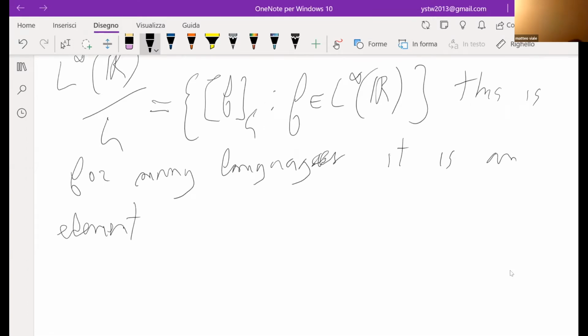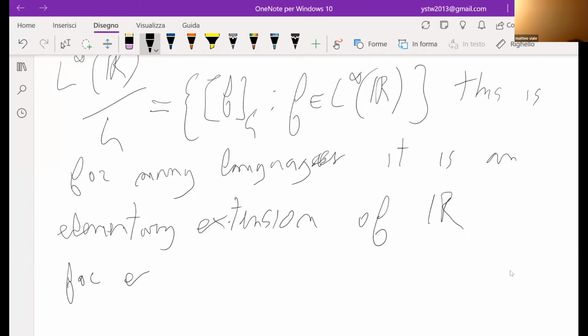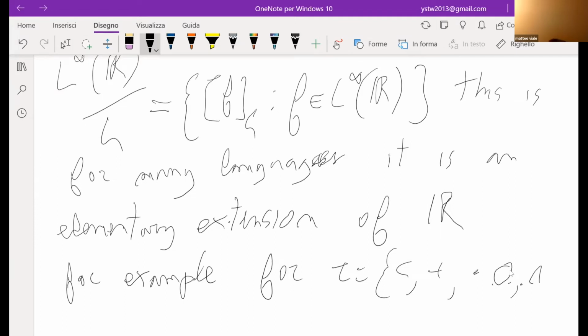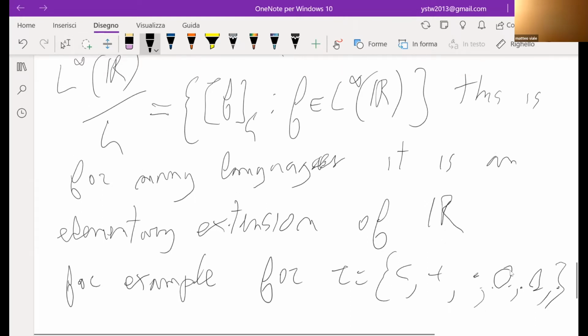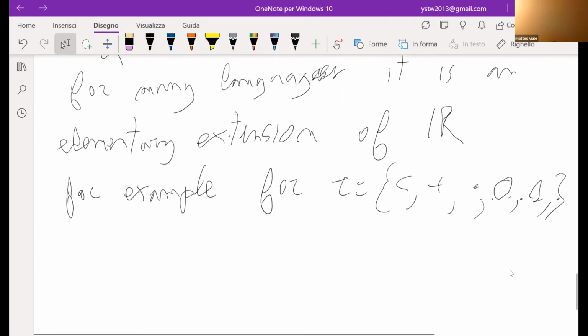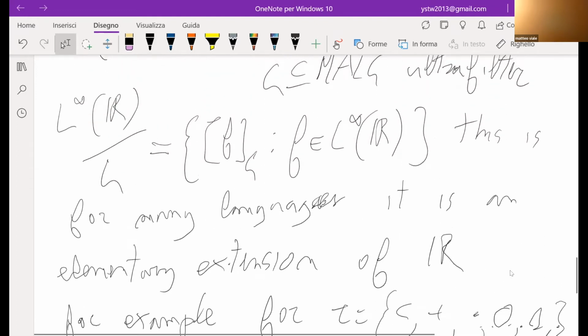So it is a non-standard copy of, for example, for tau equal minus plus times 0, 1. But essentially here you could put any Borel relation, and you would maintain the elementarity relation of the structure. Okay.